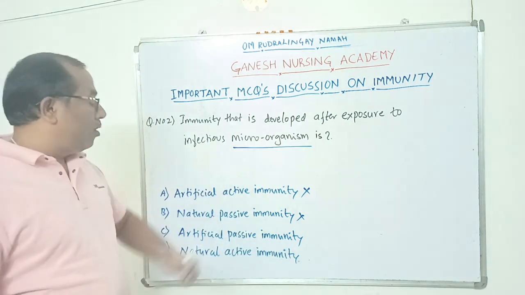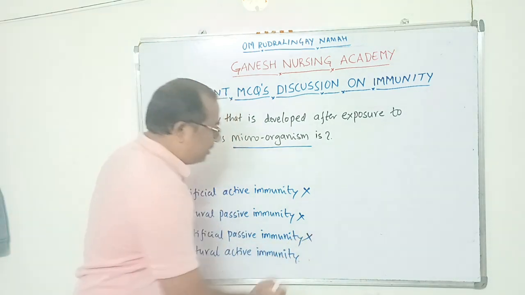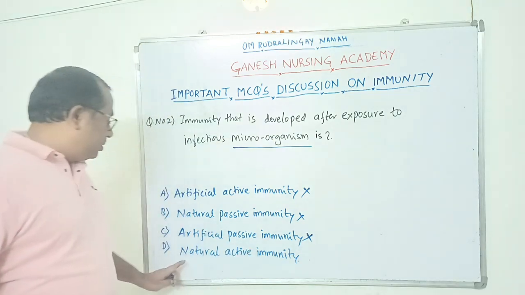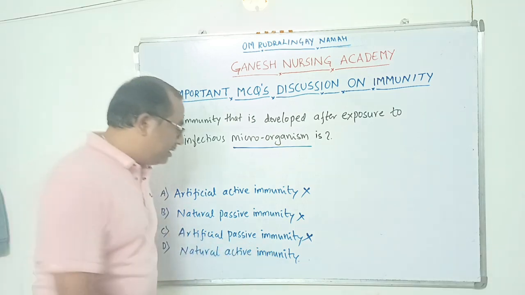So this is also a wrong option here. Artificial is not at all related to this question, so hence it is wrong. The next one is natural active immunity. So this is the right option here.